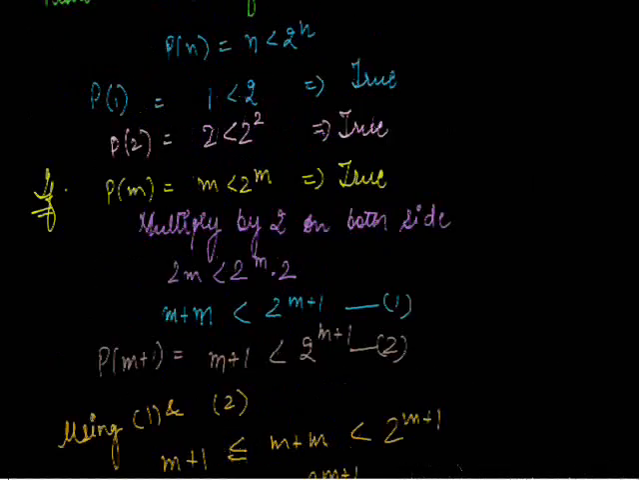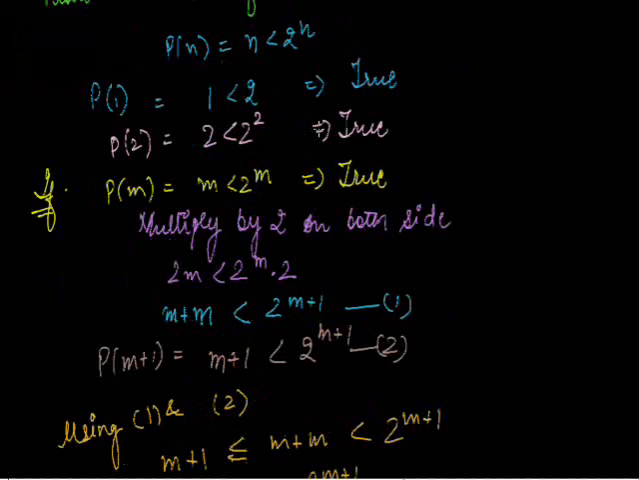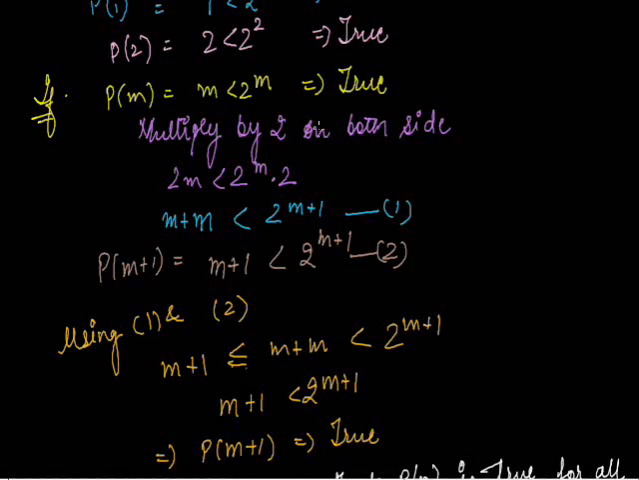So let's revise with the question. What is the statement that we are given? Using mathematical induction, prove that n is less than 2 power n for all natural numbers. P of n is n less than 2 power n. Taking the value of P1, 1 is less than 2, which is true. P of 2, 2 is less than 4, that is true. Now P of m, m is less than 2 power m, which is also true.